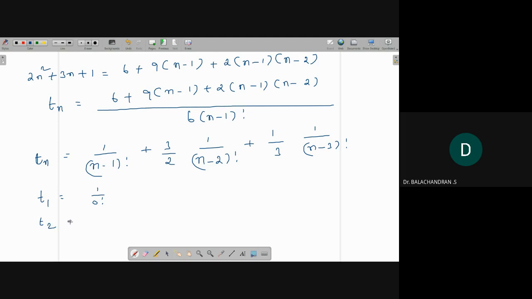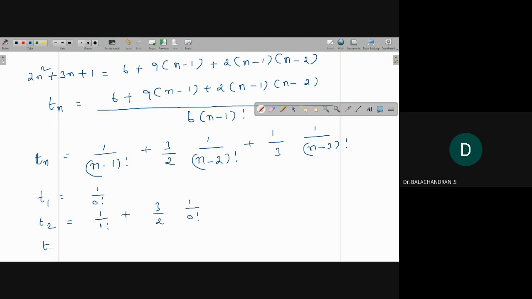T2. T2 is what? 1 by 1 factorial plus 3 by 2 into 1 by 0 factorial. Here 2 minus 2 is a negative number, so that's why I don't write it here. And then T3: 1 by 3 minus 1 is 2 factorial, plus 3 by 2, 3 minus 2 is 1 factorial, plus 1 by 3, here 1 by 0 factorial.